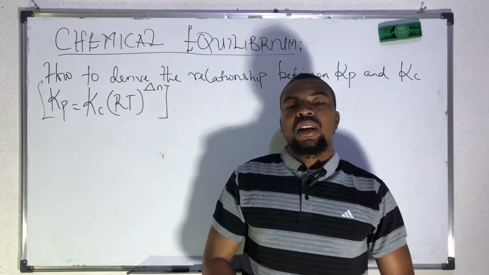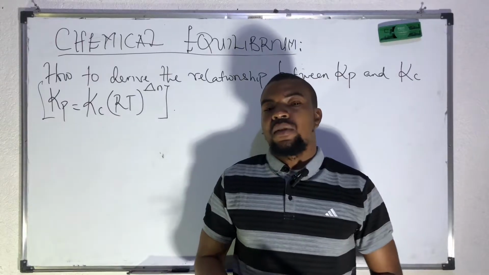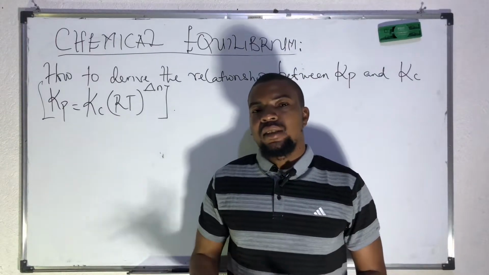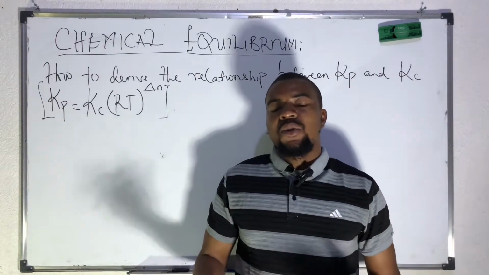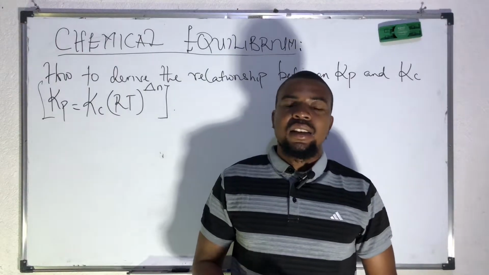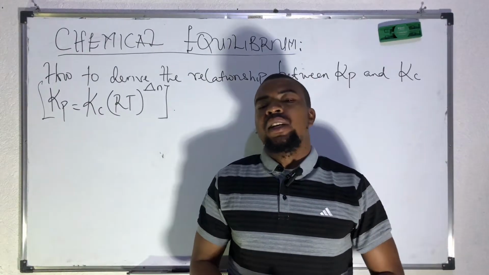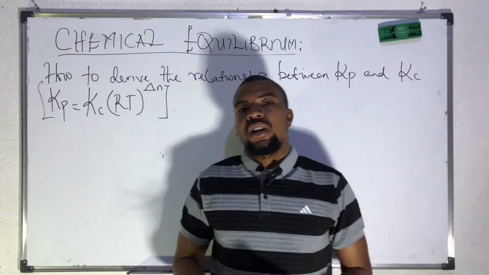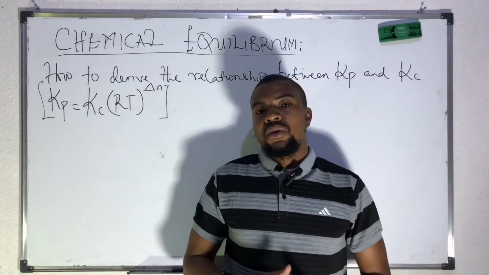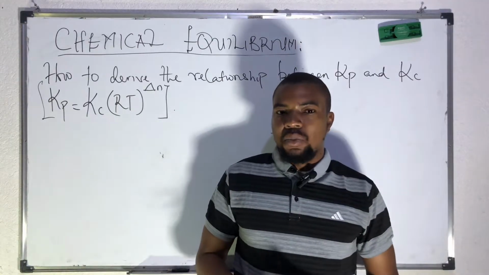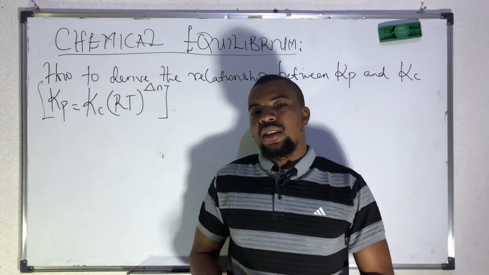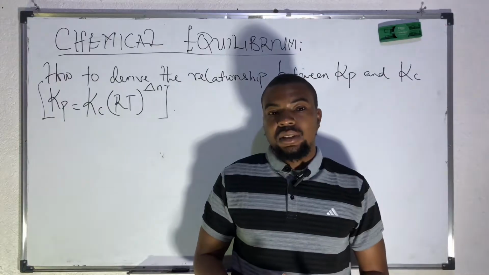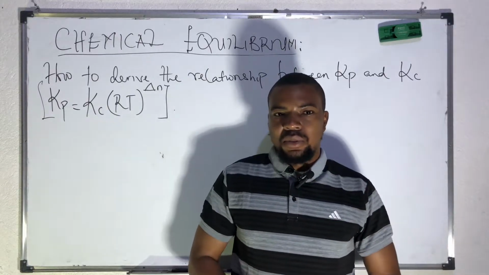In today's chemistry class, I'm going to show you how to derive the relationship between Kc and Kp. Now you might wonder, what is Kc and what is Kp? Well, in the context of chemical equilibrium, Kp simply refers to the equilibrium constant in terms of partial pressures, while Kc refers to the equilibrium constant in terms of concentration.